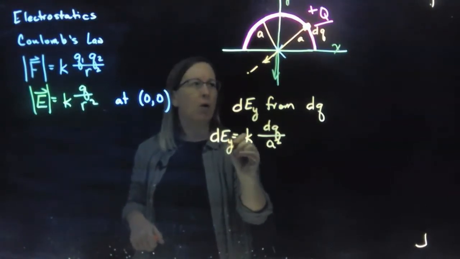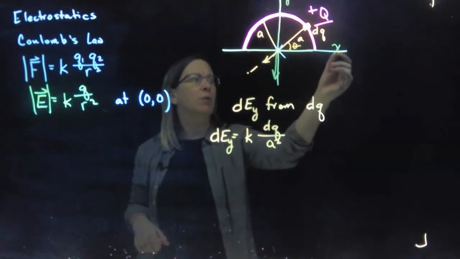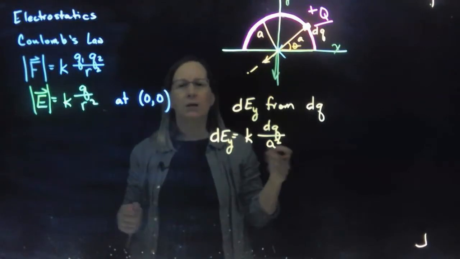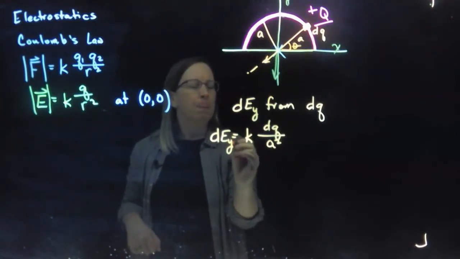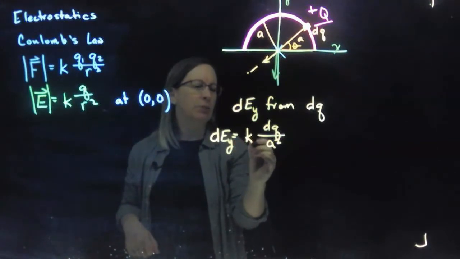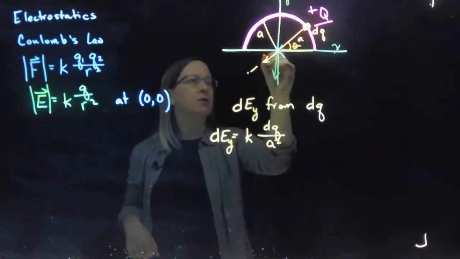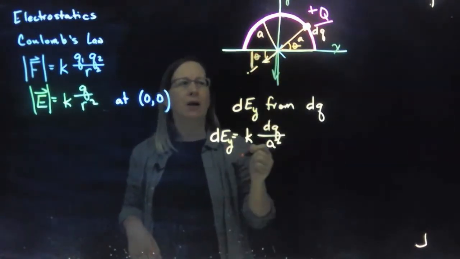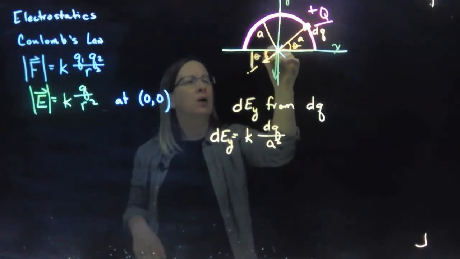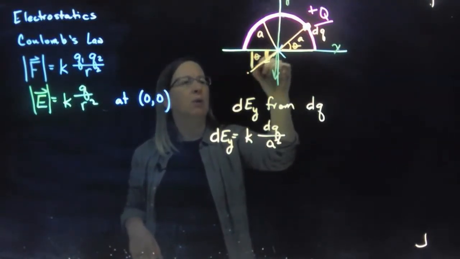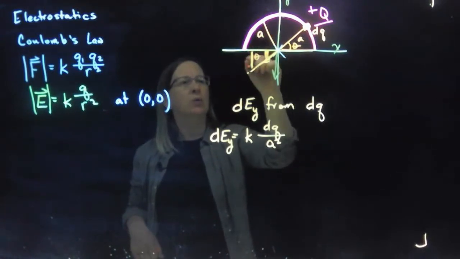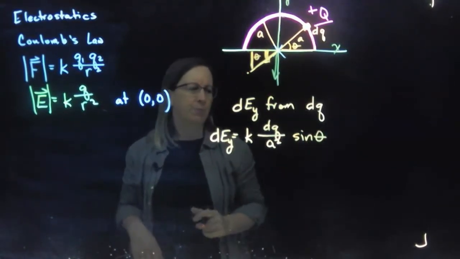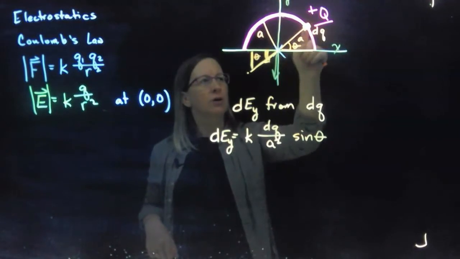Okay, so dEy, if this is theta, if we're measuring it along this direction, so that this would be a theta of 0 and that would be 180, in our normal way of doing things, then we would say that this would be k dq over a squared, and this is also theta. So the y component is going to be the one in that direction, so that is opposite our angle, because our angle is here, there's the hypotenuse, the adjacent is on the x-axis, so the opposite would be sine of theta. So that's our contribution to the electric field due to that little piece.